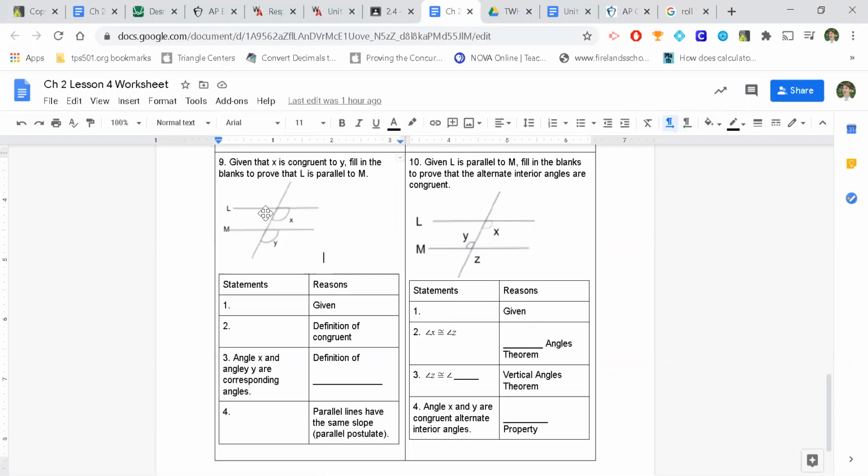All right, number 9. Given that X is congruent to Y, we have to fill in these blanks to prove that line L here is parallel to line M.